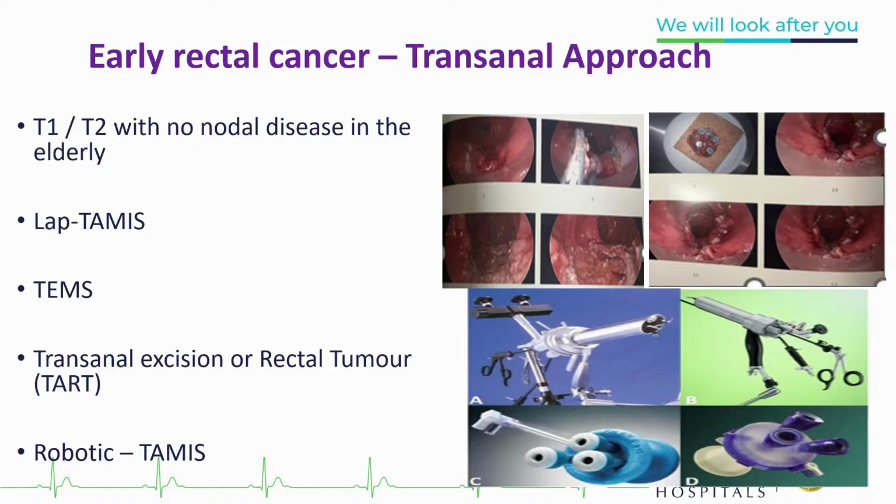If it's T1 disease, you can offer them excision of the tumor. And the ways you can do it: I can do laparoscopic. TAMIS just means transanal minimally invasive surgery. Or I can do TEMS, which is transanal endoscopic microsurgery. I can do TAT when the tumor is very low, and I can excise the tumor from outside, and then I can do it robotically. These are the platforms that we use to do different things.